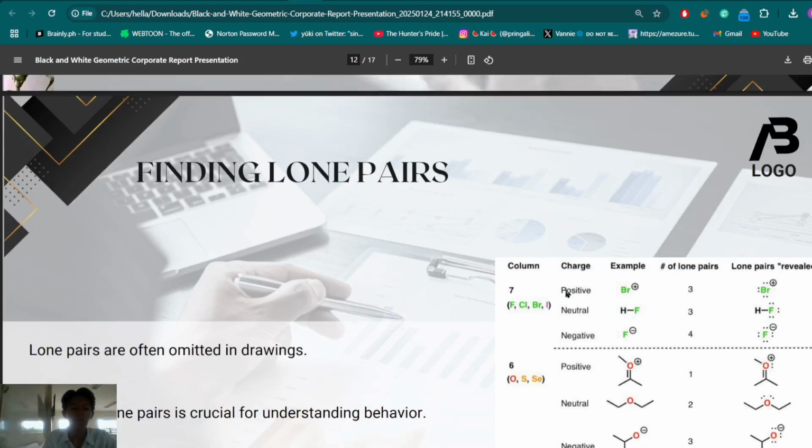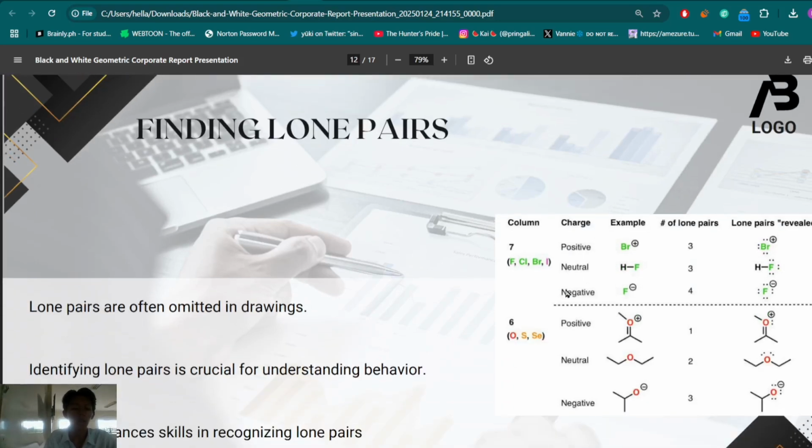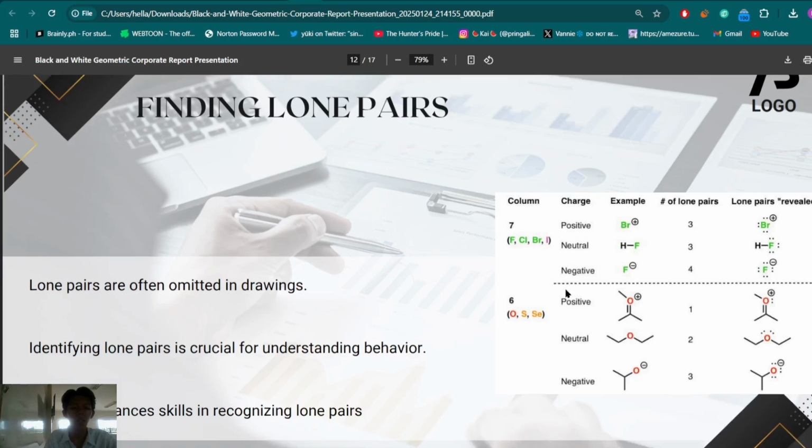Finding lone pairs. Lone pairs are often omitted in drawings. Identifying lone pairs is crucial for understanding behavior. Practice enhances skill in recognizing lone pairs.